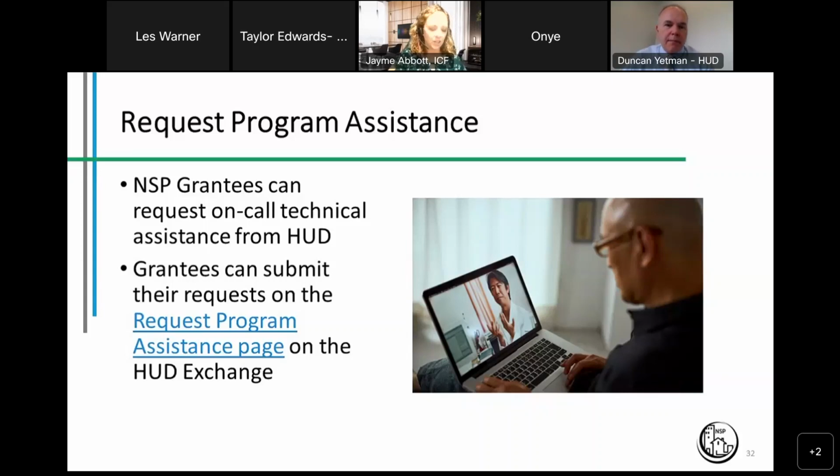Oh, you're on mute, Duncan. Yeah, once you transfer NSP program income into your CDBG entitlement or state program, those dollars can be used for addressing a disaster. They can be combined with CDBG-DR funds toward the implementation of that activity. There's nothing to prevent you from doing that.